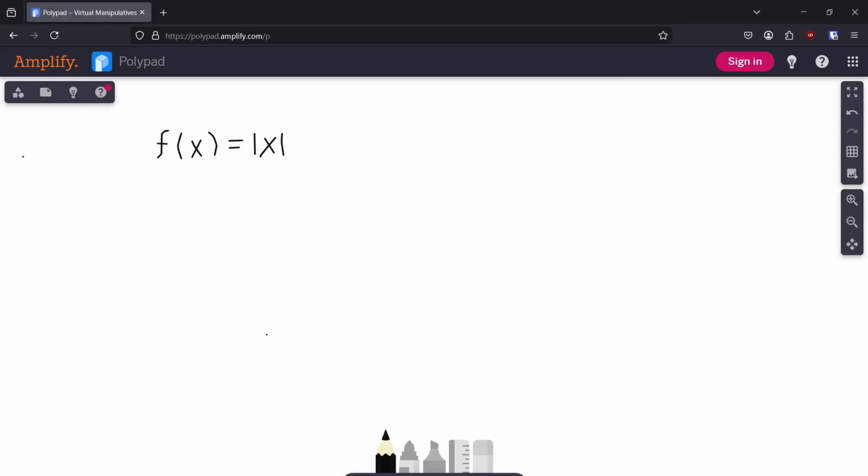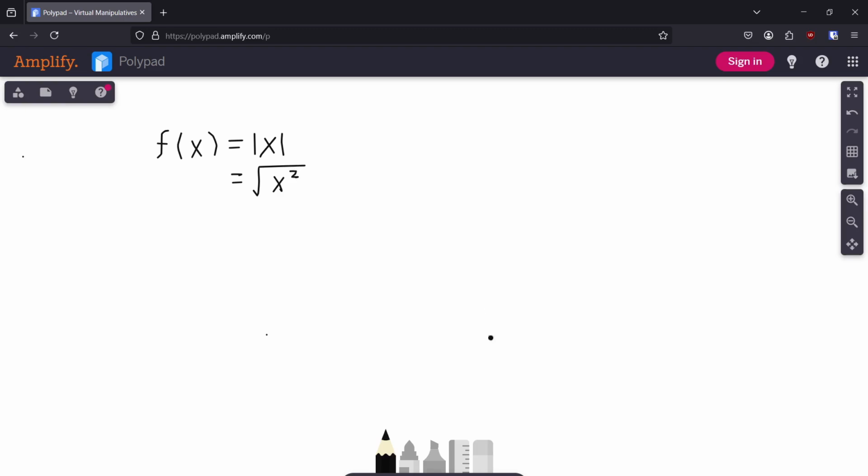Okay. We are going to take the derivative of the absolute value of x using the chain rule. So this is something that's not typically taught in the Calculus 1 curriculum or an AP Calculus AB curriculum, but it's still really cool to think about. So here's how we're going to do it. We're going to rewrite the absolute value of x as the square root of x squared.